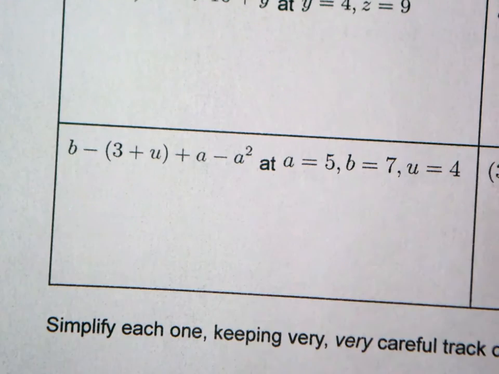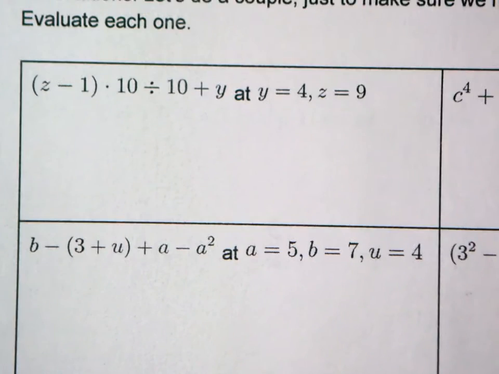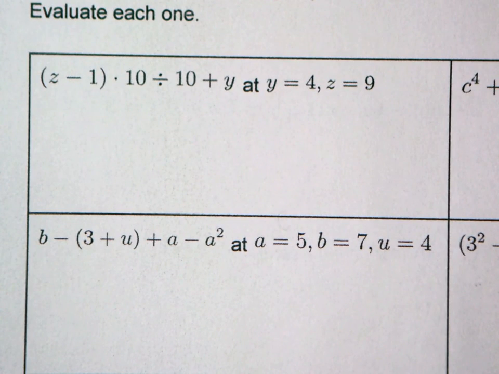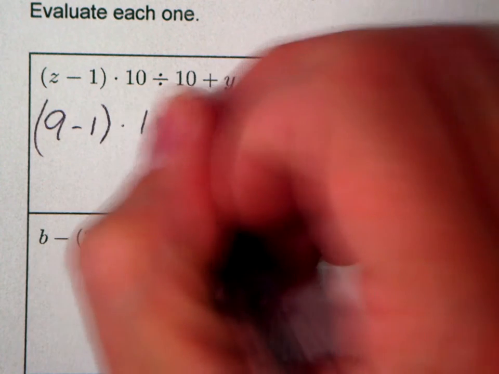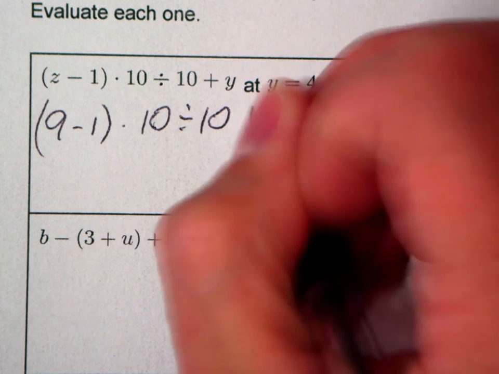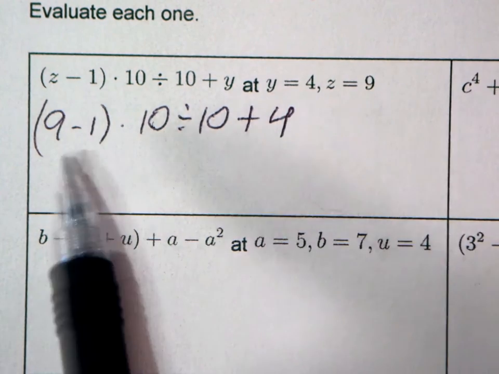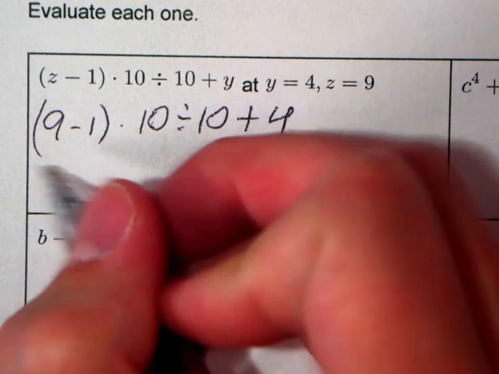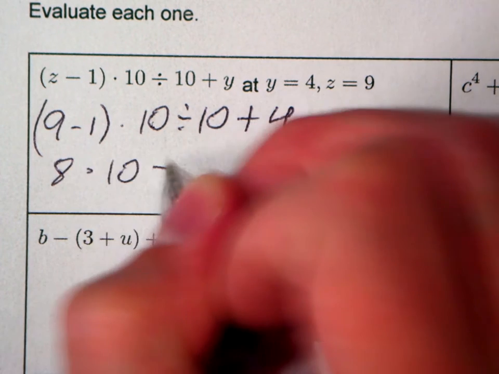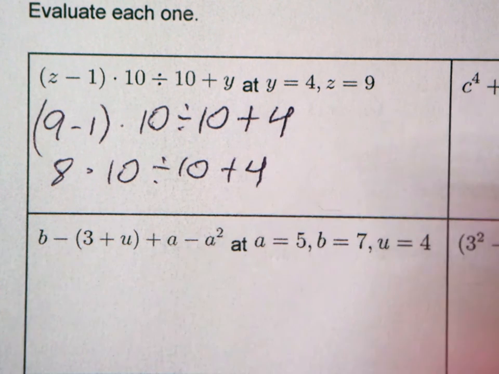Let's jump to Wednesdays. Harder expressions in multiple variables. We'll start with the box here. We plug in 9 for z, and this becomes 9 minus 1, times 10, divided by 10, plus 4. We replace z with 9 and y with 4. The first thing we do is the parentheses. This gives us 8 times 10, divided by 10, plus 4.